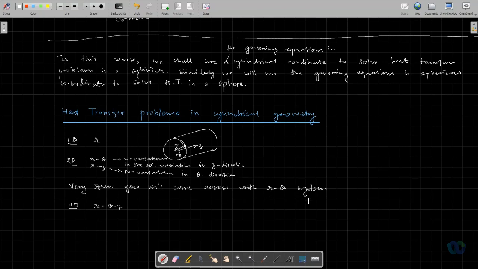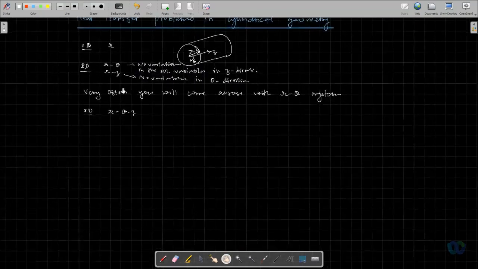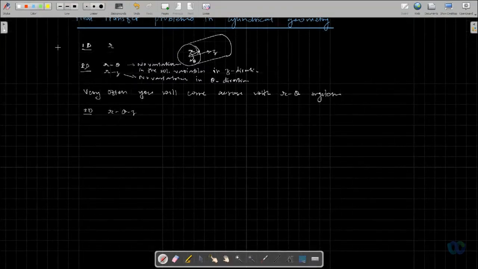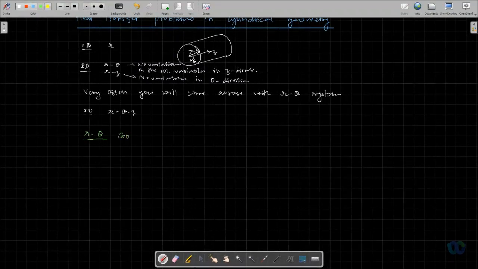Now, since very often you come across the R-theta system, we will consider the R-theta coordinates, and we will see the heat transfer problem in R-theta coordinates. What is the governing equation in R-theta coordinates? Let us first talk about the 1D problem, the 1D R problem, in R coordinates. So what is the governing equation in the R coordinate?